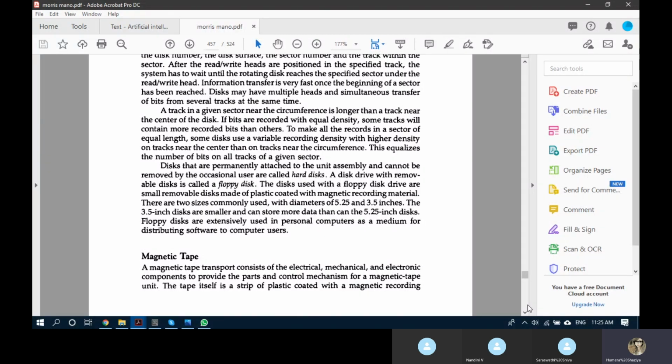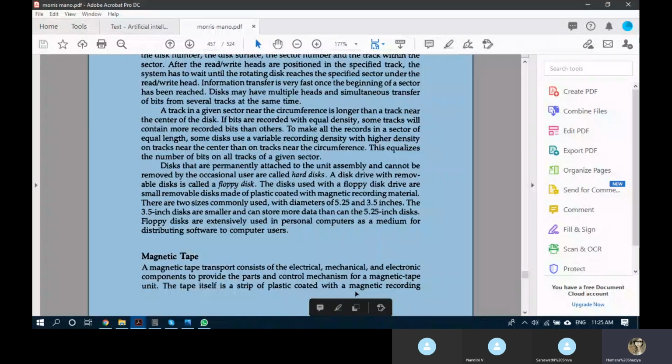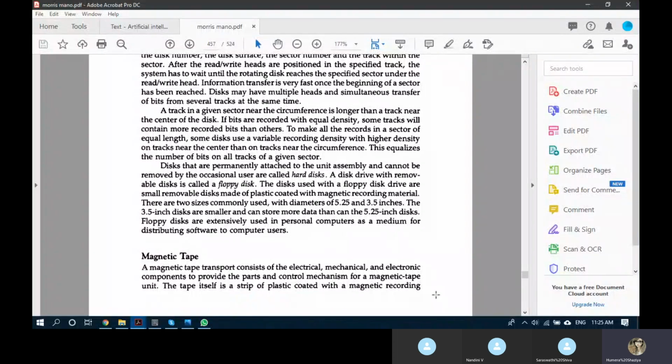You also have magnetic tapes. Magnetic tape is also a magnetic material strip. A magnetic disc is a circular shaped metal or plastic material, whereas magnetic tape is a strip made up of plastic coated magnetic recording material.